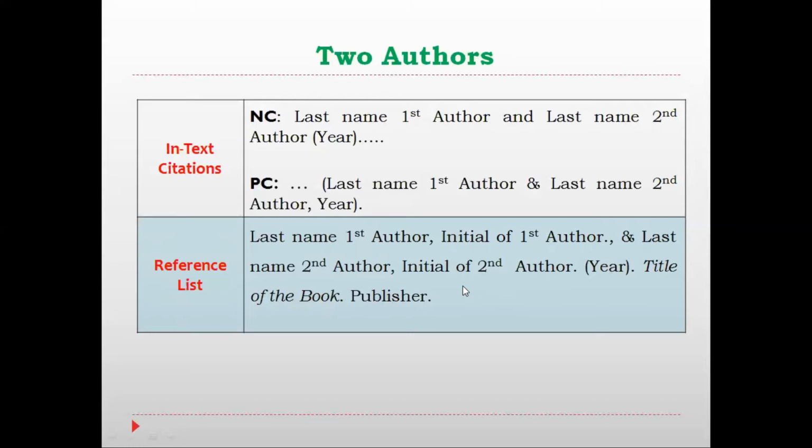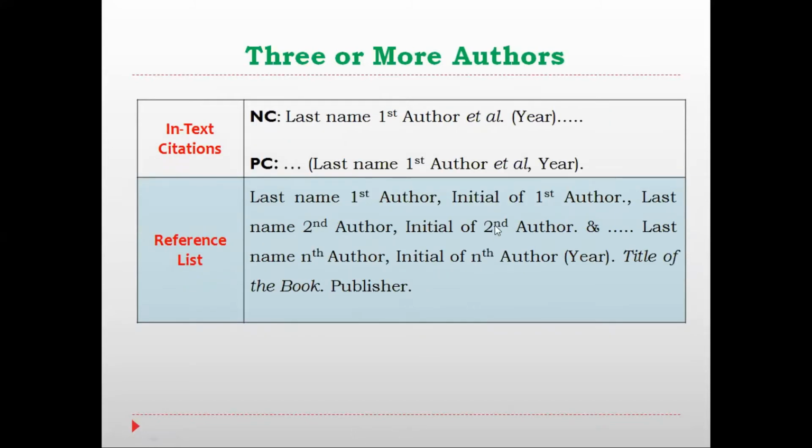Similarly, in case of three authors or more than three authors, in the in-text citation you write only the last name of the first author, followed by the words et al. to represent the others, and the year in brackets. So in the example, it will be Cruise et al. And in parenthetical citation, it will be Cruise et al., comma, and then the year. Sorry, I forgot a full stop here.